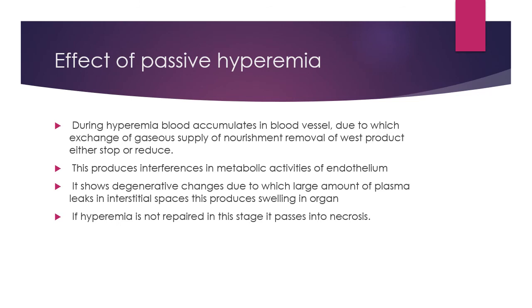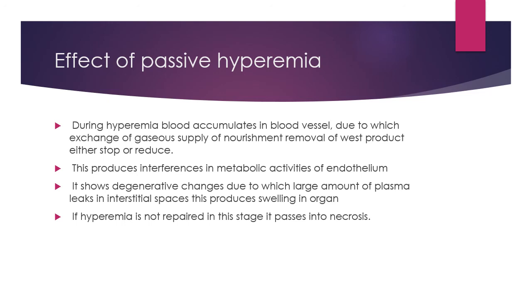Effects of passive hyperemia. During hyperemia, blood accumulates in blood vessels, and due to this accumulation, the exchange of gases, supply of nourishment and removal of waste products either stop or reduce. This produces disturbances in the metabolic activities of the endothelium, which shows degenerative changes, due to which a large amount of plasma leaks into the interstitial spaces, producing swelling in the organ. Hyperemia, if not repaired at this stage, passes into necrosis. So these are the two types of hyperemia.